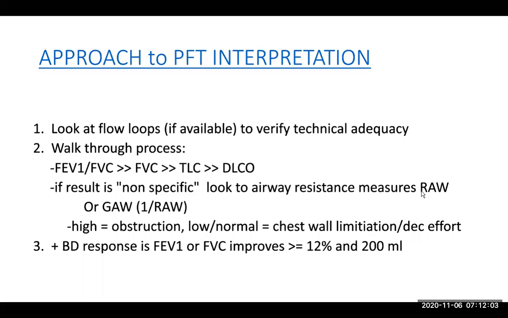And you'll see that as the RAW, which is a direct measure of airway resistance, or the GAW, which is an inverse measure. And there's a whole discussion as to why one might be better than the other. For our purposes, bottom line is, if I can, I look to the direct measure just to get a sense for if we can further clarify a nonspecific pattern.